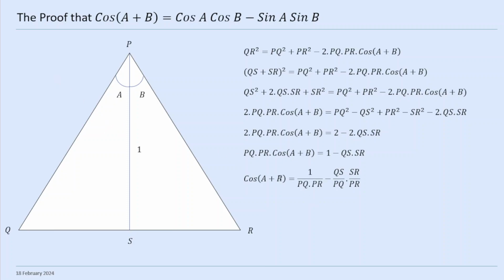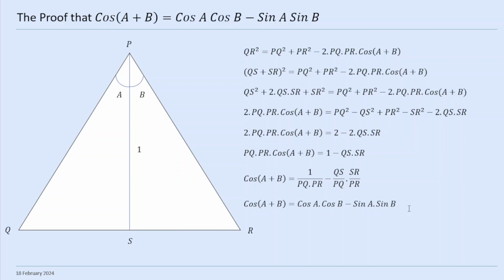So cos A plus B equals 1 over PQ PR minus QS over PQ times SR over PR. And that's all lovely because 1 over PQ is cos A, 1 over PR is cos B, QS over PQ is sine A, and SR over PR is sine B.